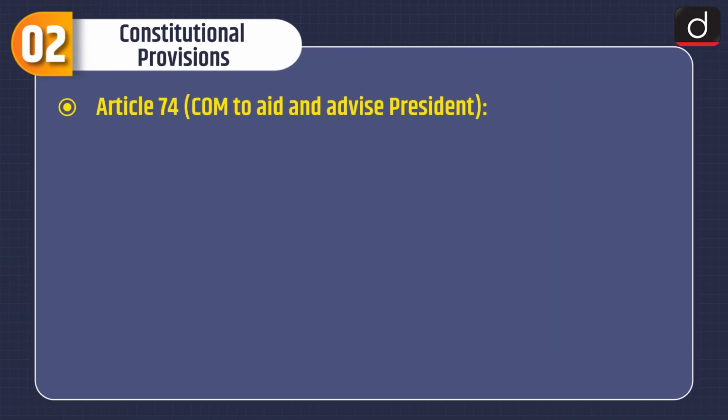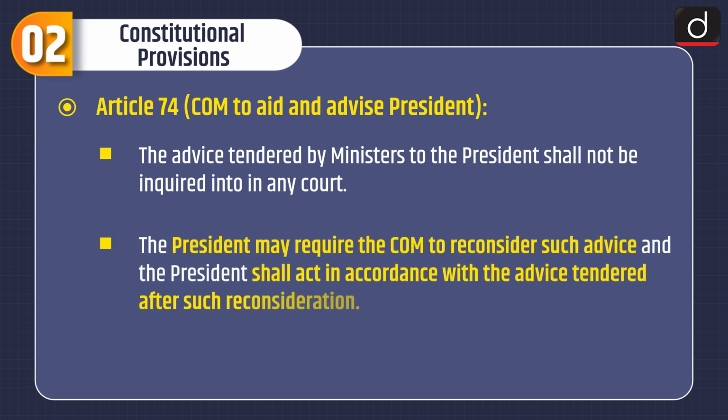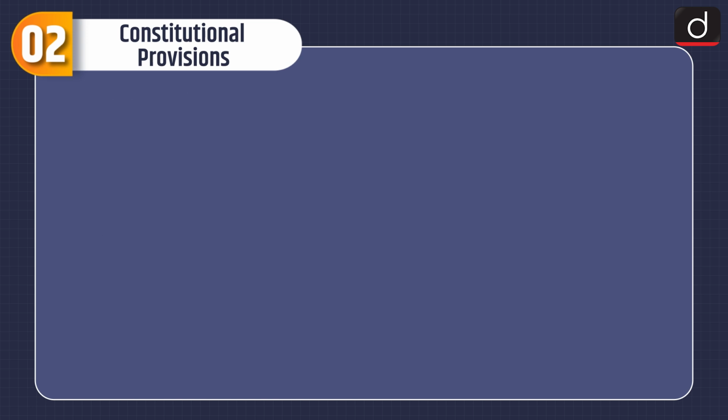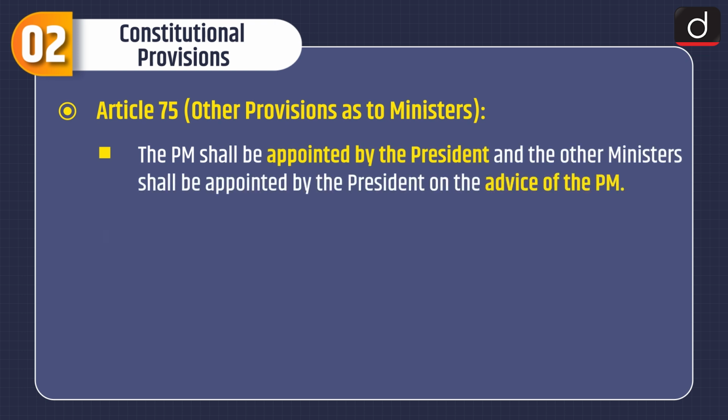Now moving on to constitutional provisions. Number 1, Article 74, COM to aid and advise President. The advice tendered by ministers to the President shall not be inquired into in any court. The President may require the COM to reconsider such advice, and the President shall act in accordance with the advice tendered after such reconsideration. Second is Article 75, other provisions as to ministers.